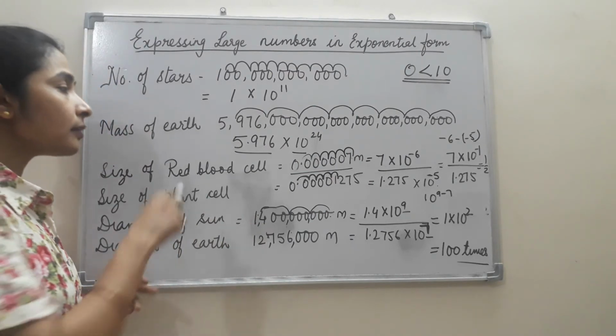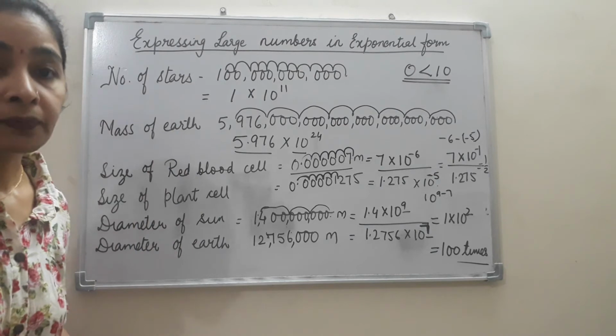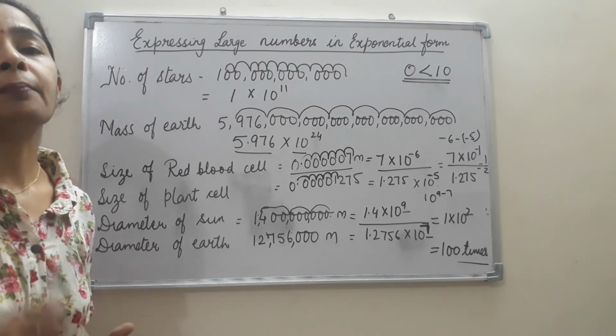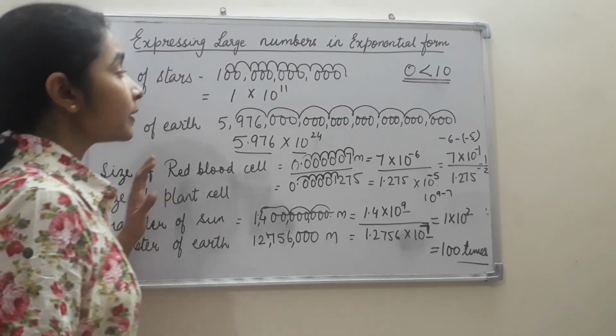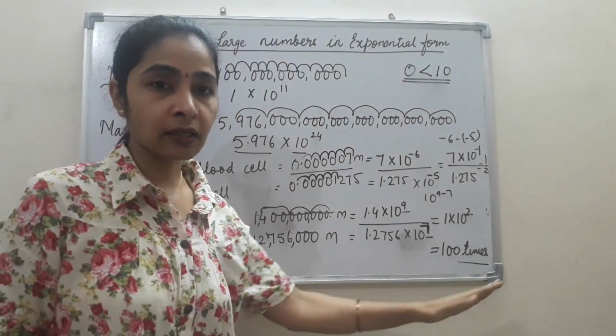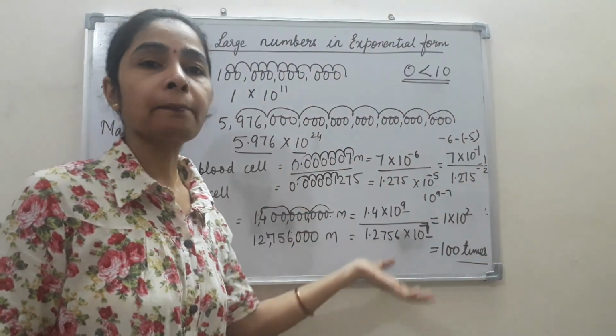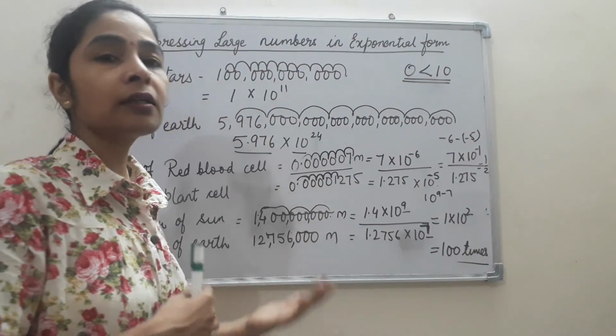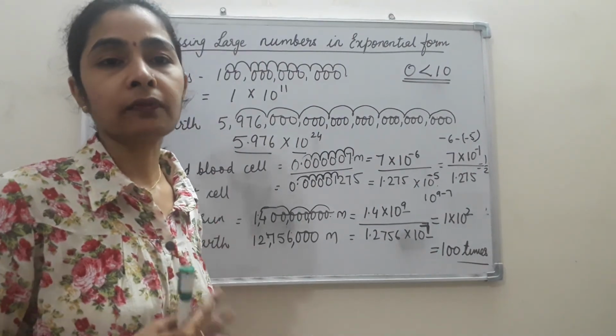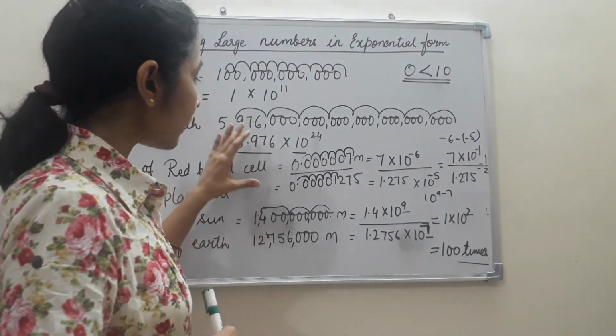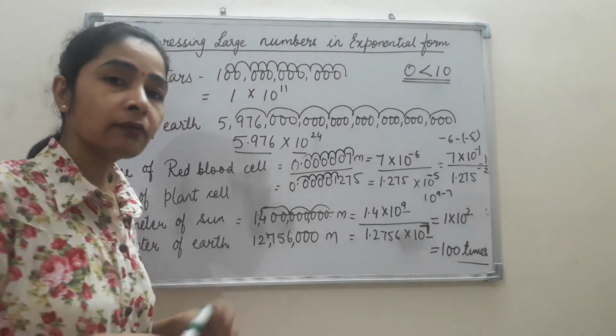So very easily we can say that the diameter of the sun is 100 times the diameter of the earth. So in this way, exponential form also helps us in comparing large numbers. We can easily change it into standard form, and then we can compare the two and find out the difference, the ratio between them. I hope you understood it very well, and you can further solve the questions related to it.